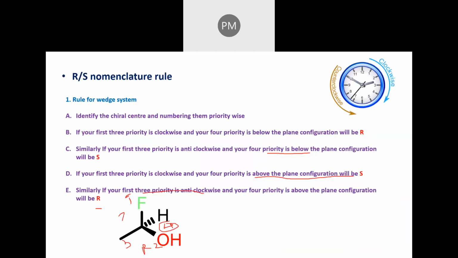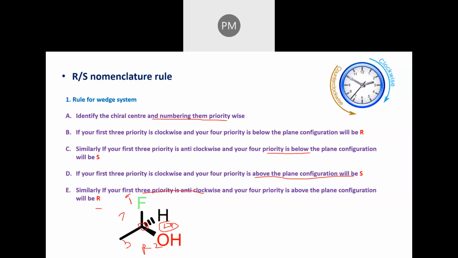We have to name the compound, and after that we have to find out the RS nomenclature. For RS nomenclature, we have to identify the chiral center and number the groups priority-wise. What are the priorities? So this is a chiral center. Then we have to find out what priorities are present.